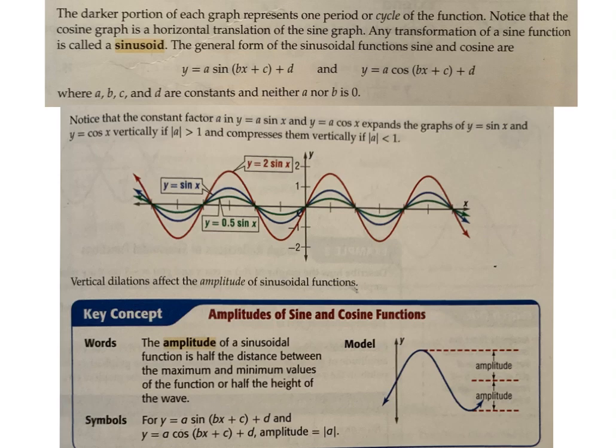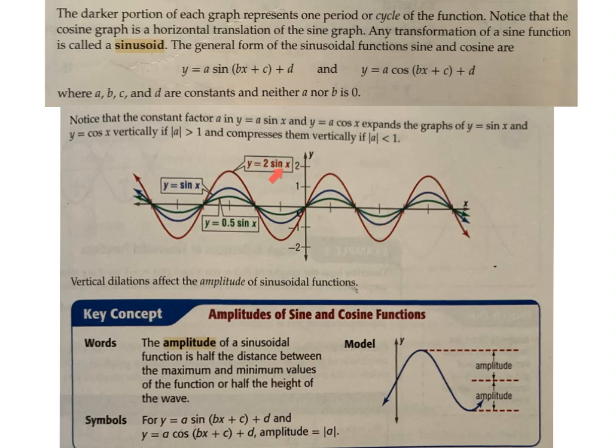So cosine is also considered a sinusoid function because it is just a translation of sine. All right, so let's look at these three graphs that they have given us right here on the top of page 257. My basic sine function is this blue one that's running through here. It goes up to one and down to negative one. Basic sine function.